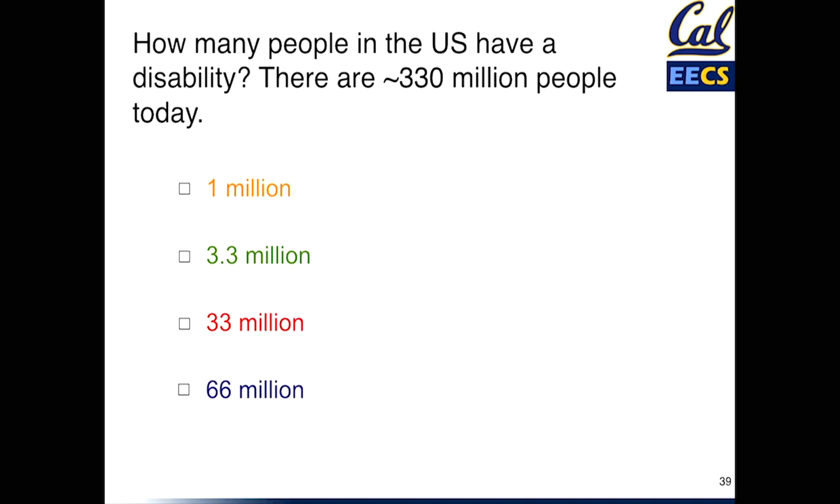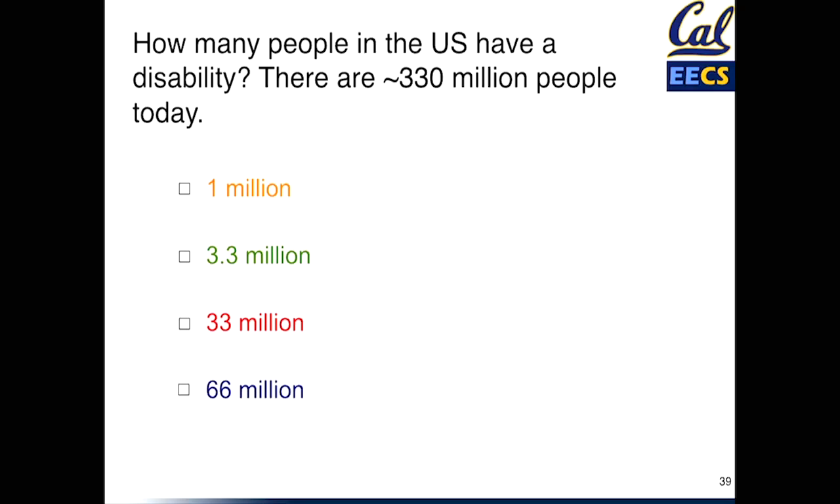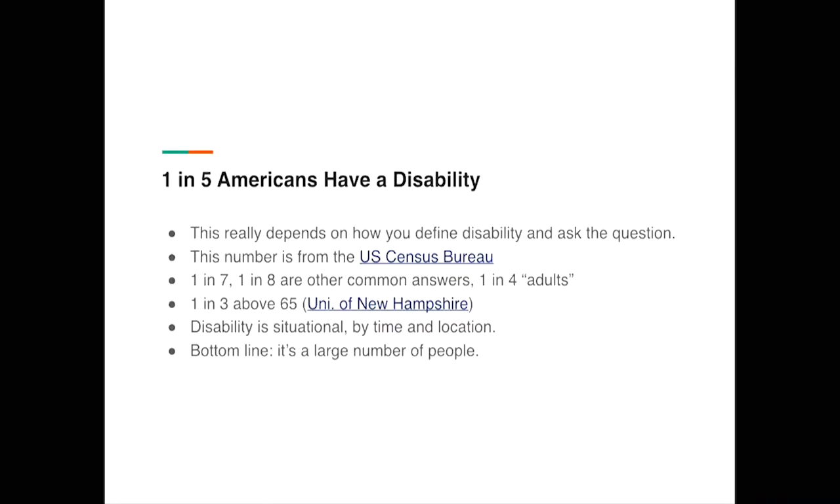And cool. Most people we have evenly split between C and D. The answer in this case is D. About 1 in 5 Americans have some type of disability. This disability could be anything from temporary disabilities due to an injury, but it could be cognitive disabilities, it could be motor impairments, visual impairments, and so on.